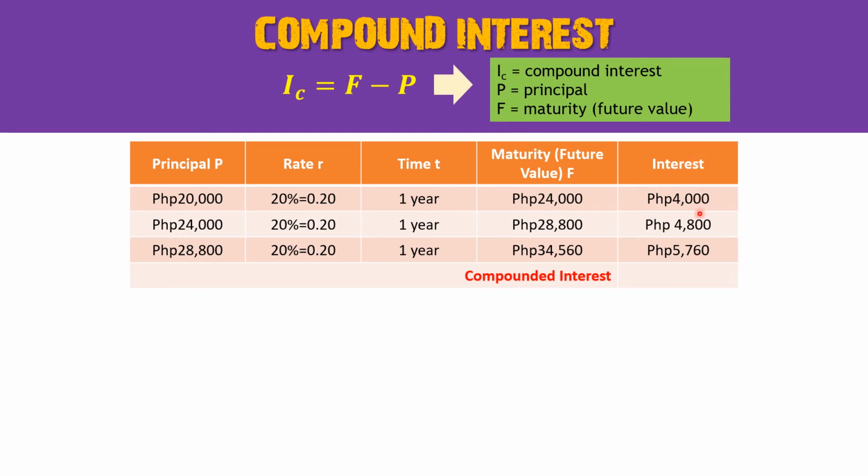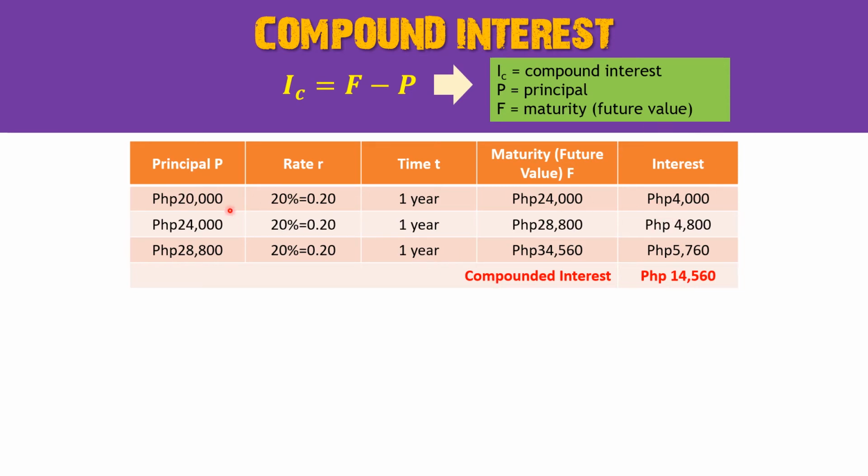Ngayon, when we add the interest, yung tatlong interest na to, so that is equal to 14,560 pesos. Itong halagang to, that is now the compounded interest. Kung natatandaan ninyo in the second slide, I have told you that compound interest is the periodic addition of simple interest.